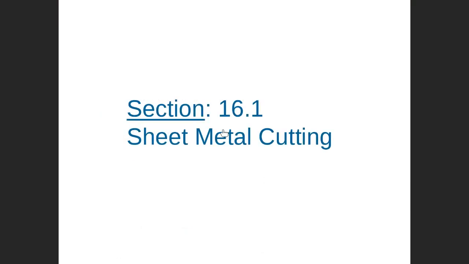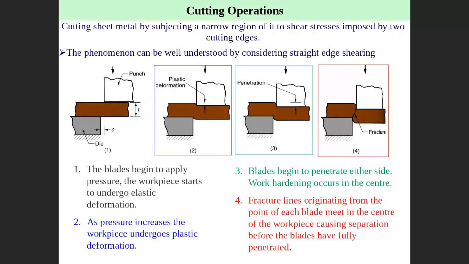Start with 16.1, which is sheet metal cutting. So the first section we are going to discuss is cutting. Cutting is to cut part of the material, as I told you. Actually, time is finished, so I think I have to stop here and continue next time discussing sheet metal forming in cutting. I will stop recording.